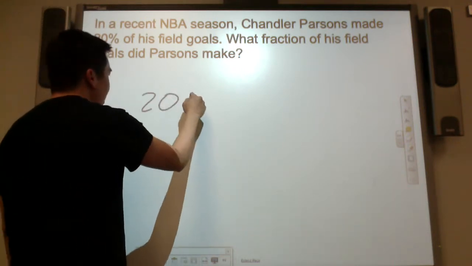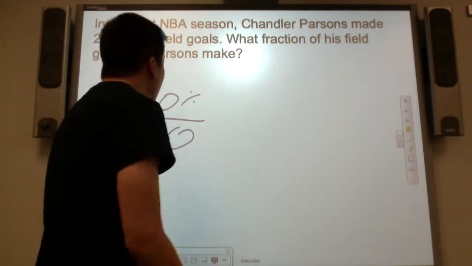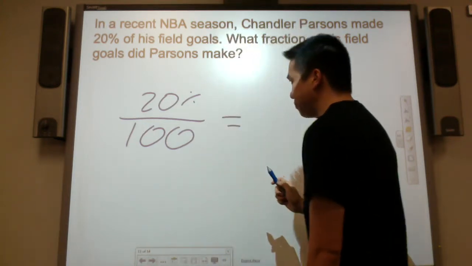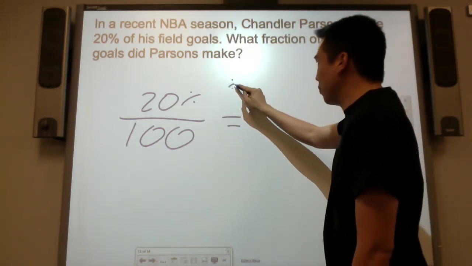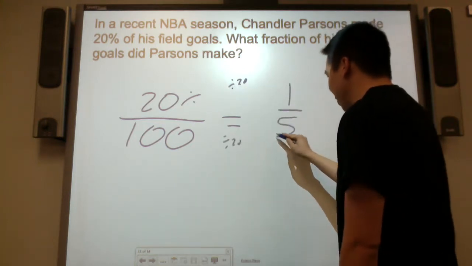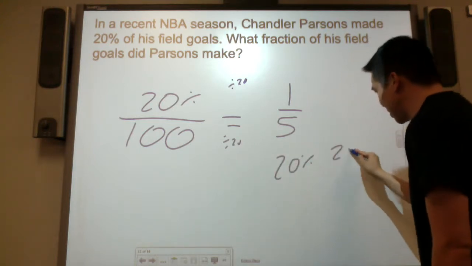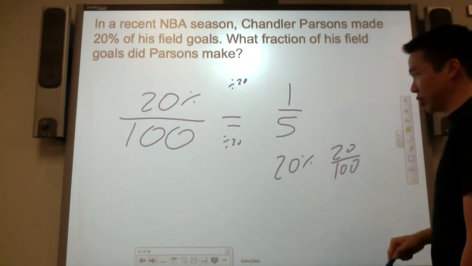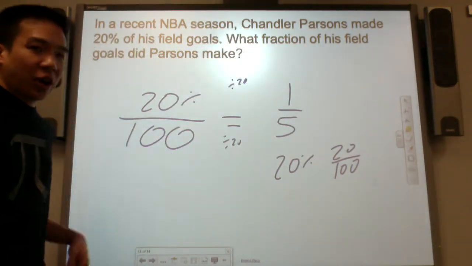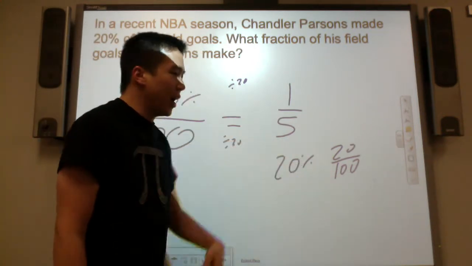So 20%. Again, what does percent mean? Per 100, or out of 100. So we need to break this down. I'm going to divide both numbers by 20, and you get 1/5. So 1/5 is the same thing as saying 20%, or 20 per 100. So again, we're finding all the different equivalencies. Again, what does percent mean? Per 100.